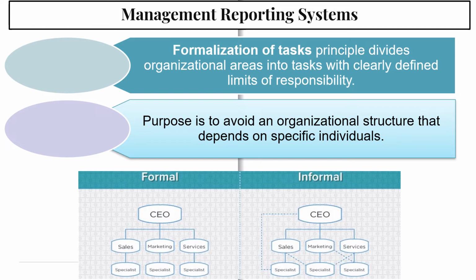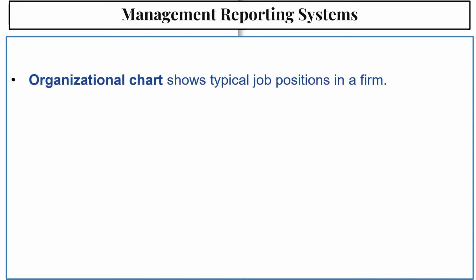Okay, so the purpose is to avoid an organizational structure that depends on specific individuals. So here in this picture, we show the formal process. If you see here, we have a clear flow of the hierarchy of this organizational structure. We have the CEO, then sales managers, and then we have specialists. And we have the connection only through those lines. Whereas in the informal we can see that it is messy, and the connection is not formal.